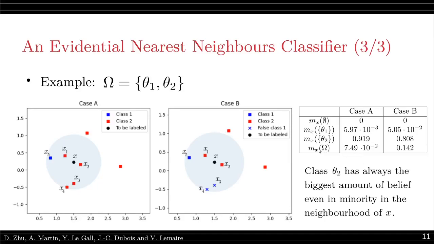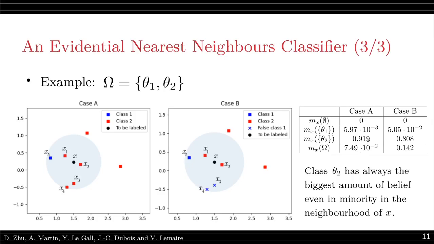For example, let us consider a frame of discernment with two classes, θ1 and θ2, and let us consider a sample X to be labeled and its neighborhood, which is represented by the circle. There are two scenarios in this example. Case A, X3 and X4 are correctly labeled by the oracle, and case B, X3 and X4 have been mislabeled. They have been labeled as class 1, whereas they are actually class 2.